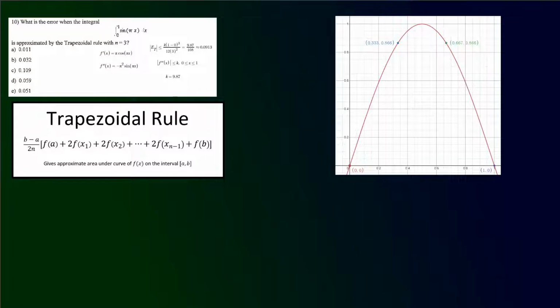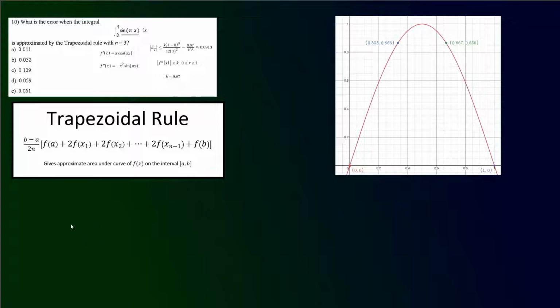How's it going? So we have this question. What is the error when the integral is approximated by the trapezoidal rule with n equals 3? And the function we're integrating is sine of pi x. So I went ahead and graphed that onto Desmos. That's an online graphing calculator. Hopefully you are familiar with it.